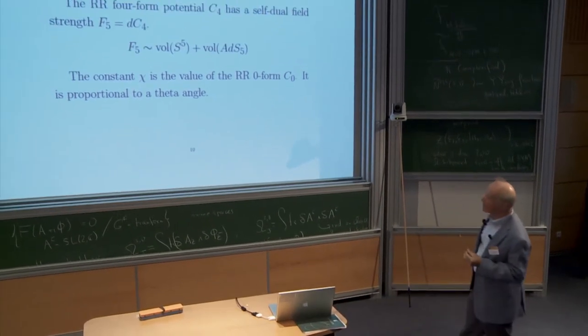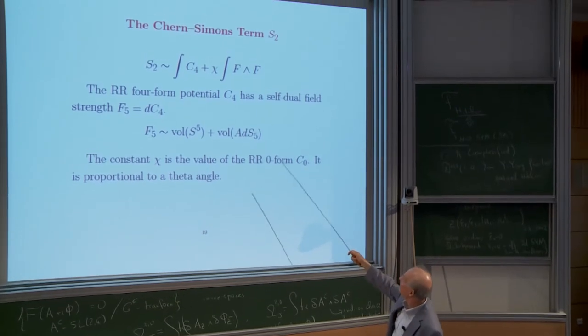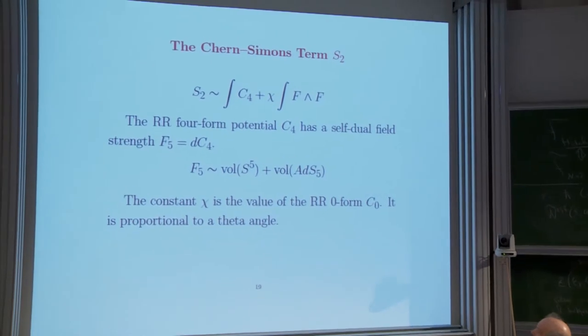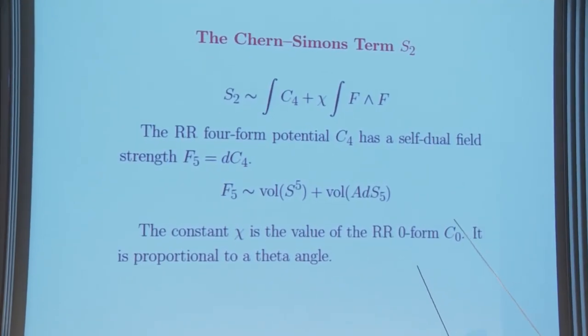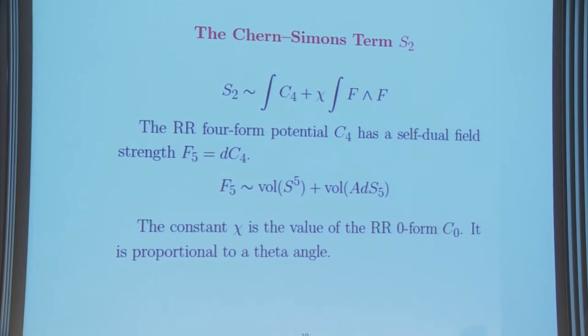So let me come to the second term in the action, S2, the Chern-Simons term. For this particular example, there are two pieces. There's a Ramond-Ramond 4-form C4 that has to be integrated over the world volume. And if you want, you can have a C0, which is a Ramond-Ramond 0-form, which is like an axion. And its expectation value is chi, which is something like a theta angle.